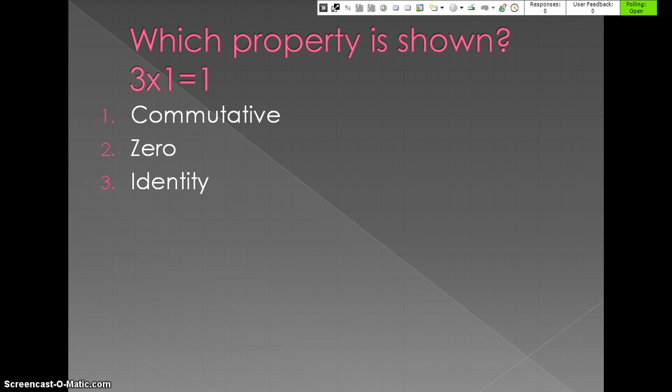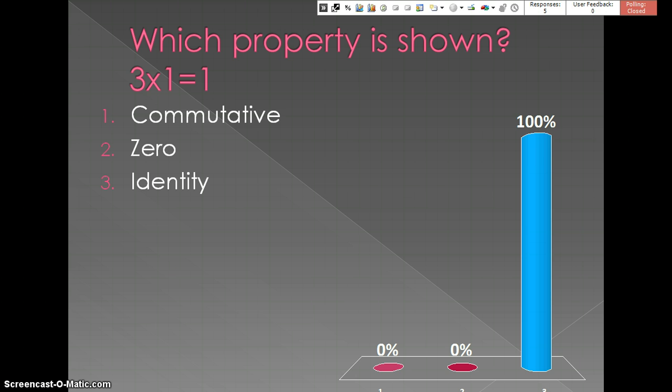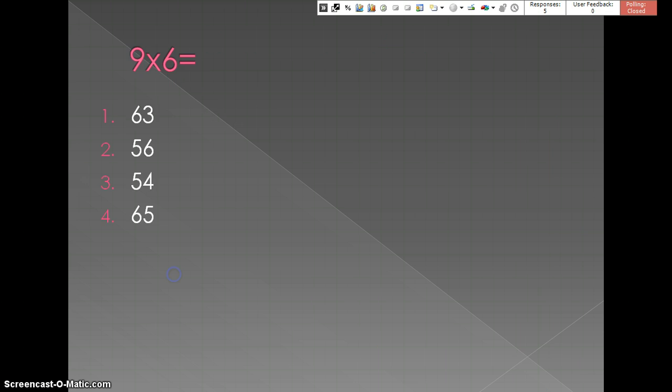All right, here's a different type of question. This one asking what multiplication property is being shown by this problem. 3 times 1 equals 3, and that should be what property? Enter it in now. 100% of you guessed the identity property, which is correct.